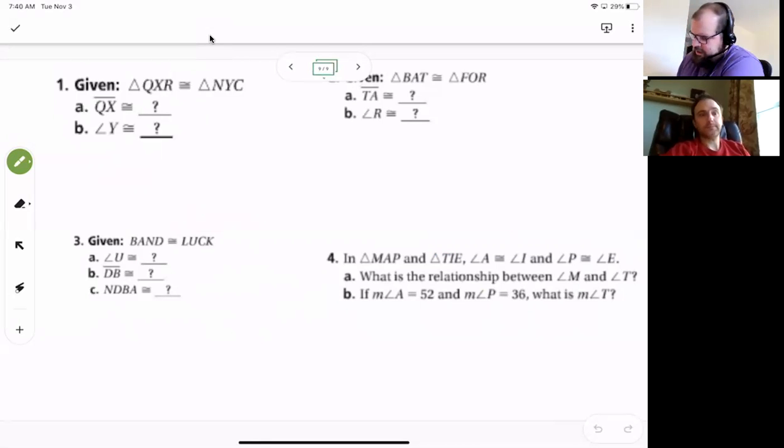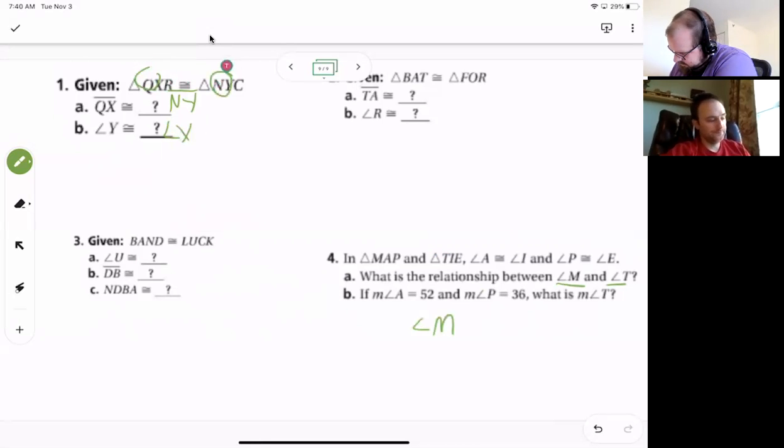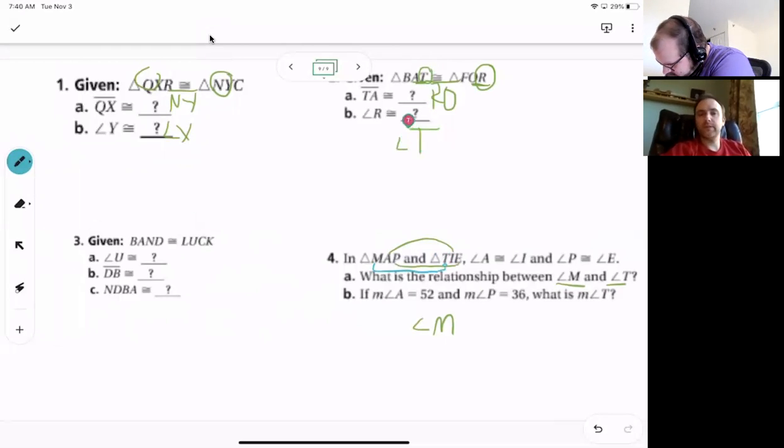I'm gonna start with 4 if you want to start with the ones that are less wordy. So QX and NY are going to be the same. I can just look at the order of the letters, and then Y and X are the same. Again, the order of the letters. So QX and NY. And then TA is here. And for that, you could write it as RO or OR, it doesn't matter. And then angle R and angle T. I'm only using one letter because I'm assuming that these are distinct figures. If they were overlapping like in the previous slide, we would have to use 3 letters, but that wouldn't be too scary.